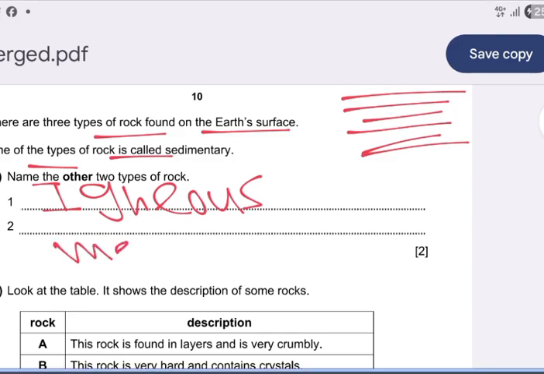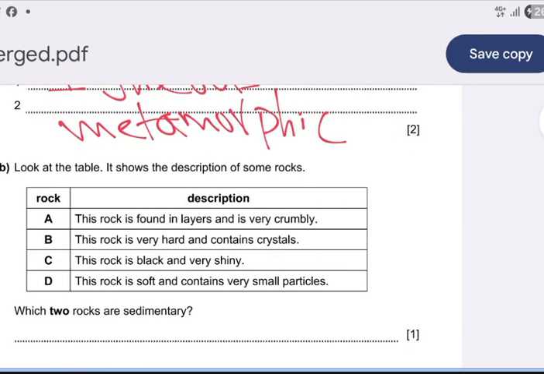Metamorphic. So igneous rock like obsidian, like pumice, like basalt, like granite, and metamorphic that change it over time like slate and marble. Okay, so now we will keep talking about types of rocks, which is geology.